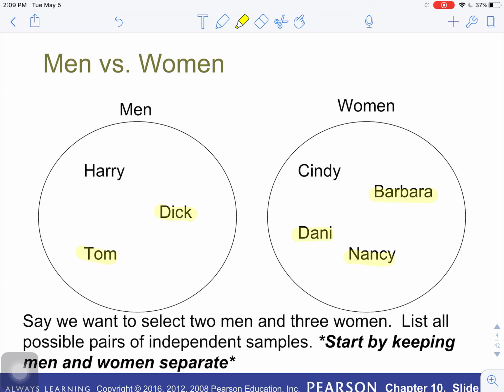But what I'd want you to do first, before you actually do everything all at once, is just make your pairs for men. So list out all the different pairs for men. And then once you have that listed, write down the different groups for the 3 women. So you have Cindy, Barbara, and Danny. Then you might have Cindy, Barbara, and Nancy, Cindy, Danny, and Nancy, Cindy, Danny, and Barbara, and so forth. So go ahead and create your list for your men and then also for your women.